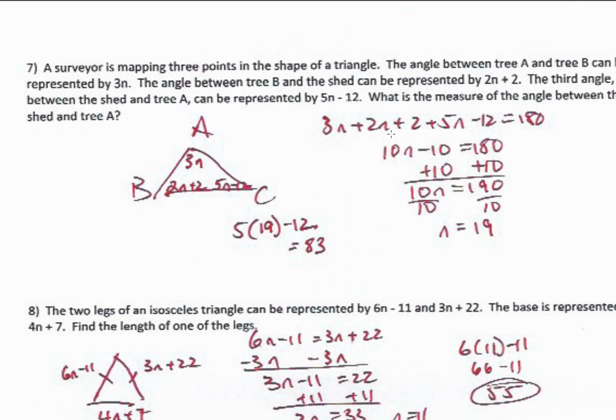So they add up to 180. 3 n's and 2 n's is 5 n's, and 5 more n's is 10 n's. And then positive 2 and negative 12 is negative 10. So I get 10n minus 10 when I simplify it equals 180. Add 10 to both sides. 10n is 190. Dividing by 10, n is 19.